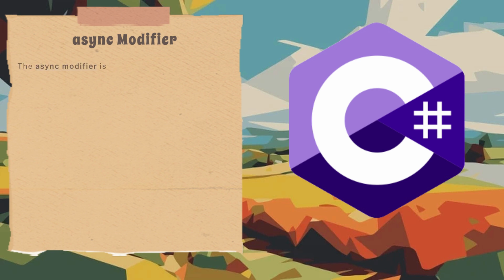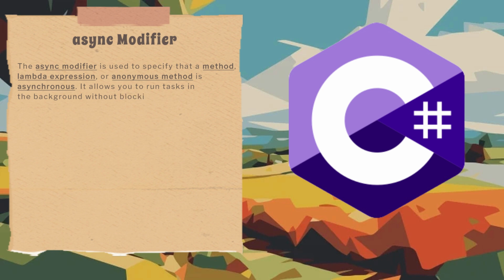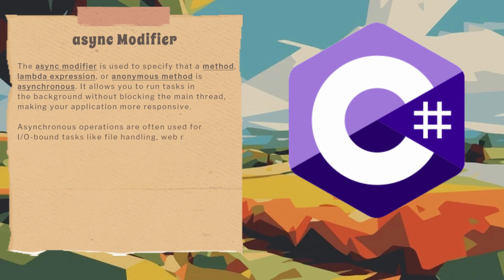The async modifier is used to specify that a method, lambda expression, or anonymous method is asynchronous. It allows you to run tasks in the background without blocking the main thread, making your application more responsive. Asynchronous operations are often used for I/O bound tasks like file handling, web requests, or database queries.